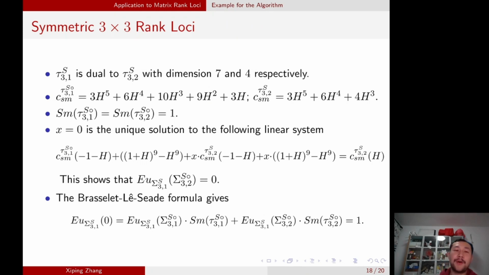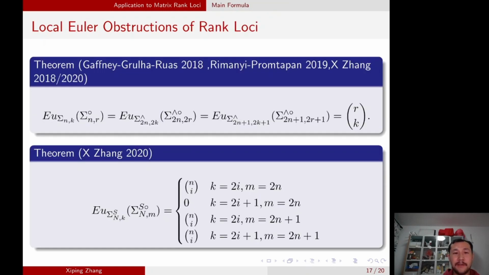Okay, so here we propose an example to illustrate our algorithm. We consider symmetric 3x3 rank loci. The corank 1 matrices form a hypersurface, and it is actually due to the corank 2 matrix rank loci. And the strata σ_{3,2,1} and σ_{1} have two objects, itself and also σ_{3,2}, of dimension 7 and 4 respectively. Following the Schubert calculus, we can compute these Chern-Schwartz-MacPherson classes as follows. And also, by plugging h by -1 and taking a sign, you can compute the SM invariants. They are both 1.